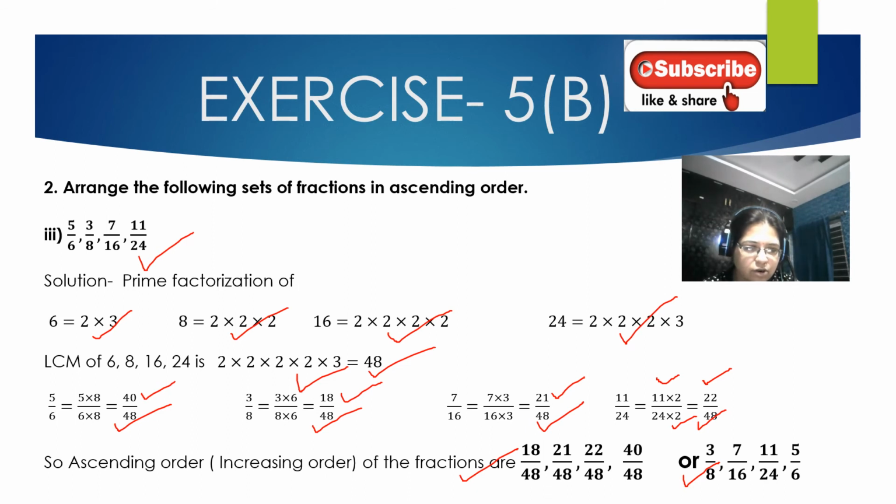So the ascending order, or increasing order, of the fractions is 3 divided by 8, 7 divided by 16, 11 divided by 24, and 5 divided by 6.